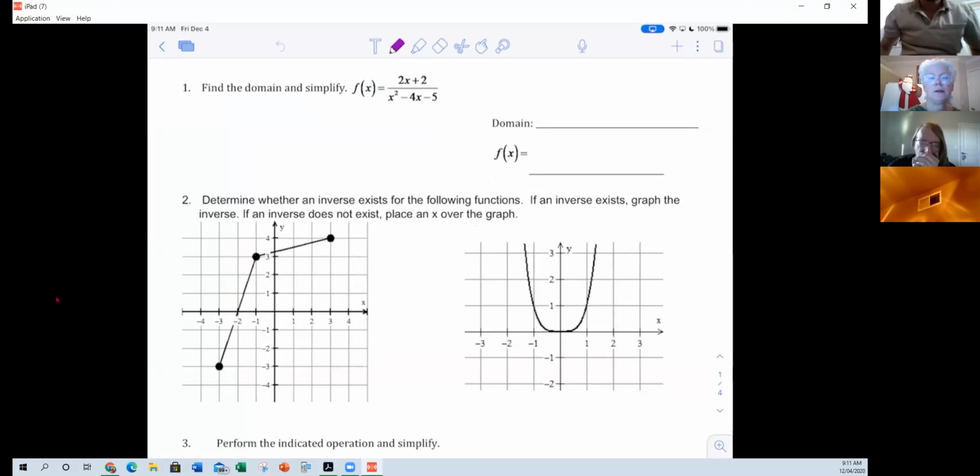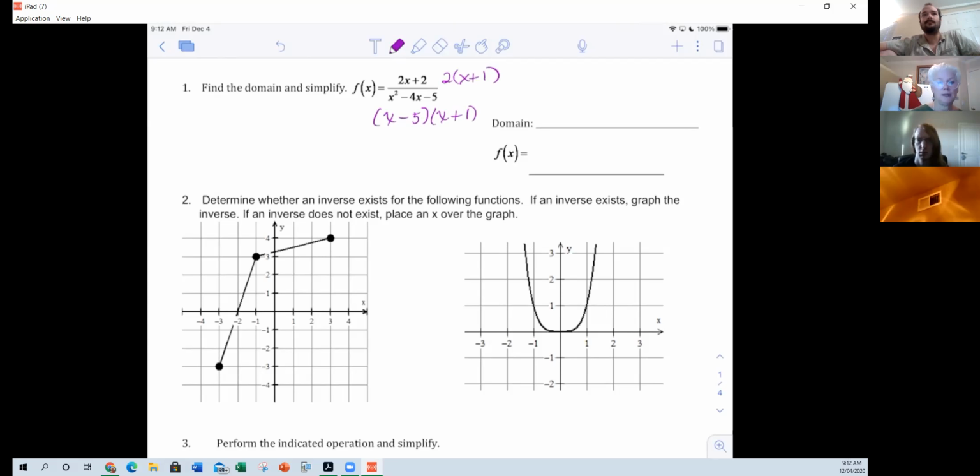So this one, I asked you to find the domain and simplify it. The domain is determined by the denominator. So this factors to be x minus 5 times x plus 1. And this factors to be 2 times x plus 1. Those x plus 1s do cancel, but you don't want to do that when we're talking about the domain. That would give you a hole, but it's still not defined.